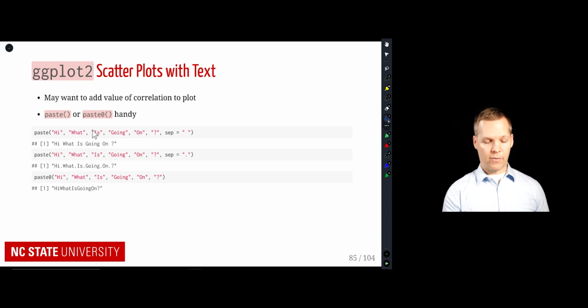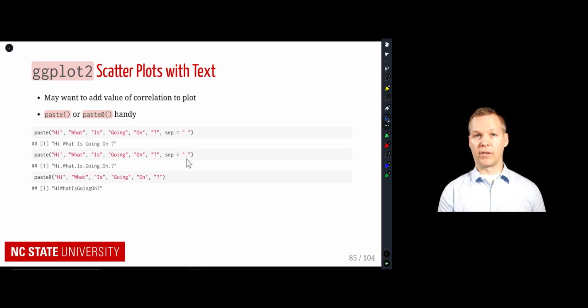For instance, if I created a character string of hi, what is going on, and a question mark, I can separate all those by commas and put them within paste. And so if I use a separator of a single space here, it's going to put those strings together but with a space in between them. I can change the separator. So if I wanted to use a separator of, say, a period for some reason, I could do that. And it's going to put those character strings together, separating them by periods. Paste zero is just a shorthand for pasting them together with no separator. So you're just going to paste them right on top of each other. So no spaces or anything like that going on.